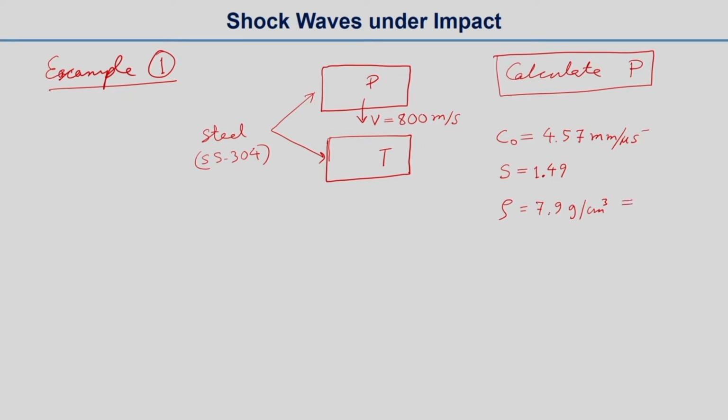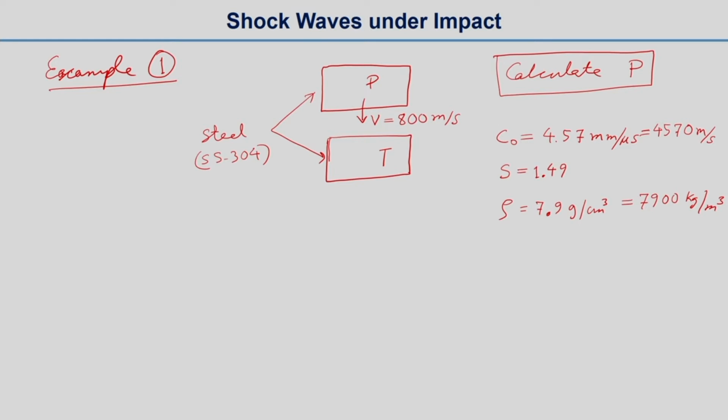We can convert this 7.9 gram per centimeter cube into kg per meter cube. That will be 7900 kg per meter cube. We will keep everything in SI units, so 4.57 millimeter per microsecond again means 4570 meter per second.